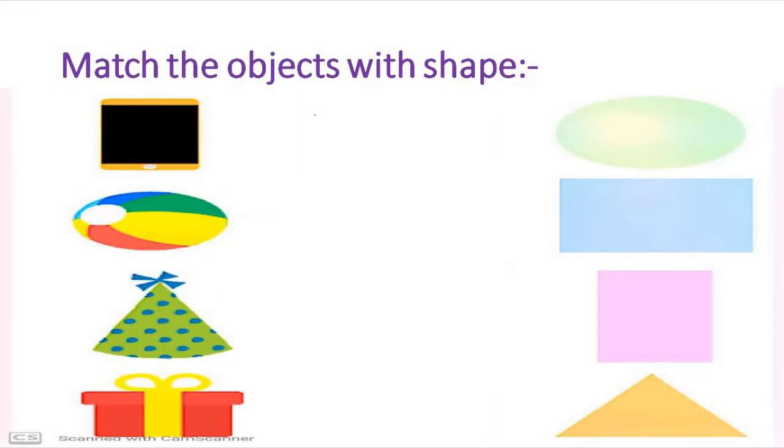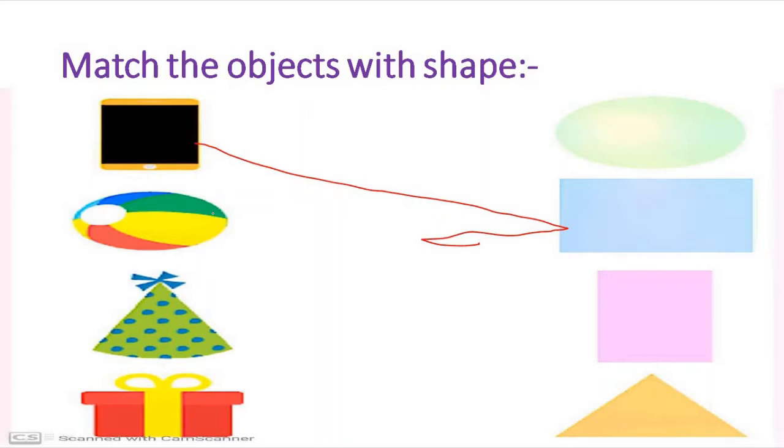Match the objects with the shape. What we have right now, match the objects with the shape. Look at the picture. There are different real life objects. This is the TV screen, ball, birthday cake, and a gift box. What we have to do, we have to match these with the shapes. So, which shape is this? Yes, this is a rectangle. Match it with this.